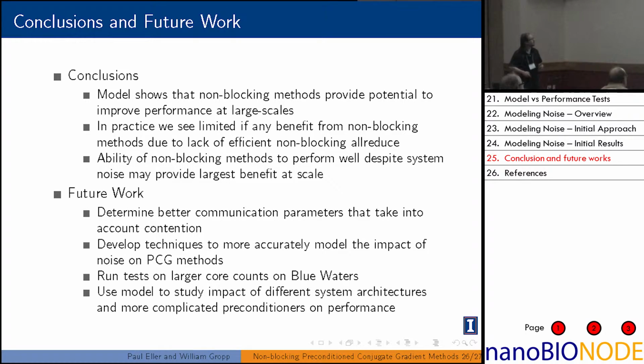There's a lot of work we need to do still: basically determine better communication parameters that take into account contention, come up with a more accurate noise model, and in general run larger tests as well as modeling the impact of different system architectures or more complicated preconditioners in the future.